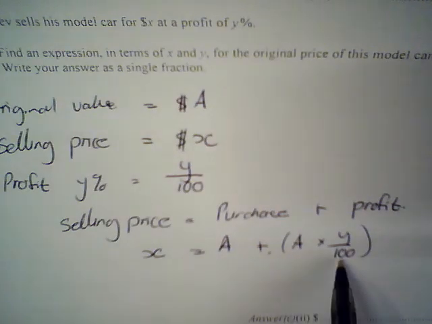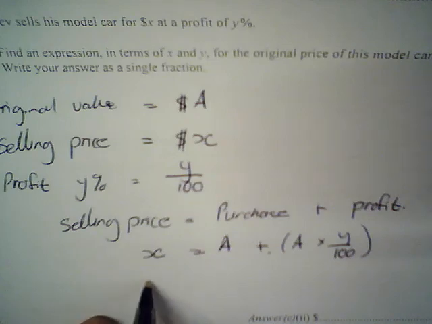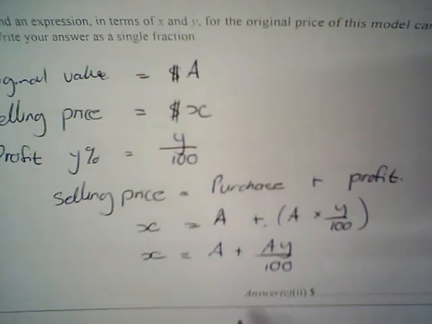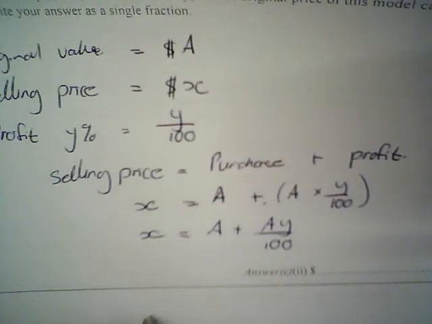Maybe look at this, find, let's rewrite it, okay? A plus AY over 100. Multiply this whole thing. Well, let's just factor out an A. X equals A times (1 plus Y over 100).